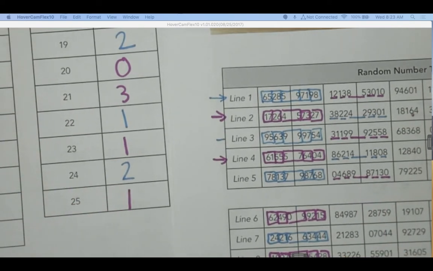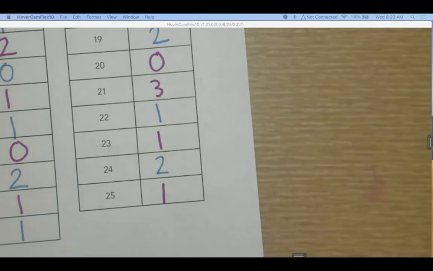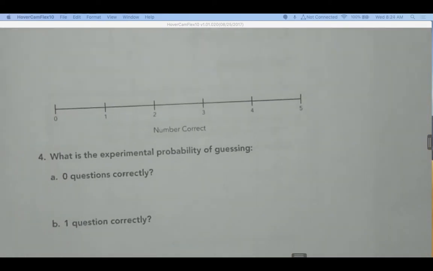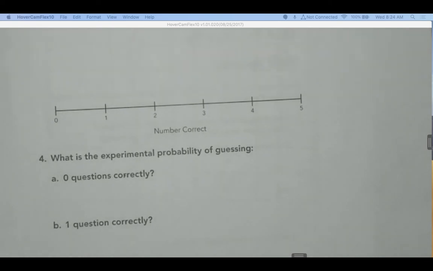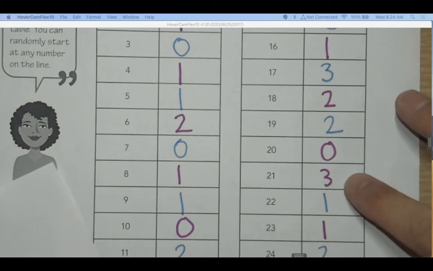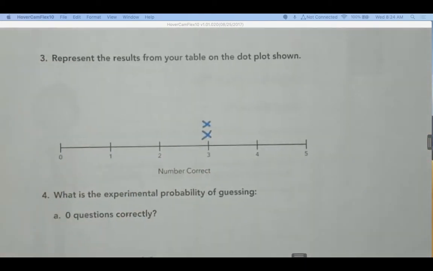Okay, so we used our random number table to determine whether each one was going to be right or not. And so now I'm going to go to the next page. I'm going to combine my answers here. First, I'll count the threes because that's easy. 1, 2. 2 threes. I'll put 2 X's there.